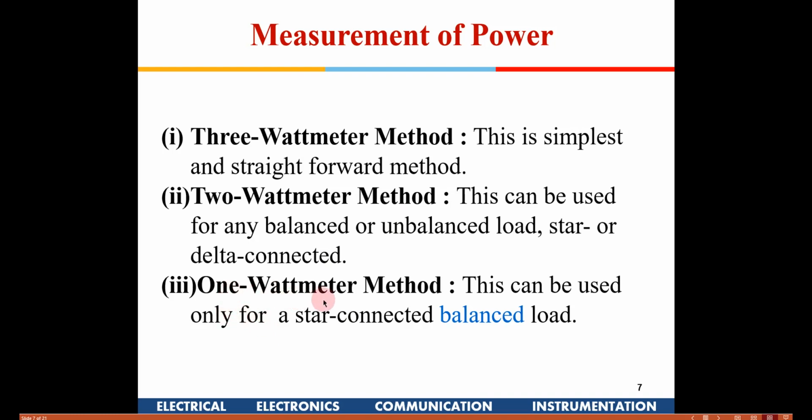In the 1-Wattmeter method, a single wattmeter is required. Again it cannot be delta, it has to be star connected, and it has to be a balanced load. Since the power is 3 times in a balanced case, you just compute the power in one phase and multiply it by 3. So that is the 1-Wattmeter method.